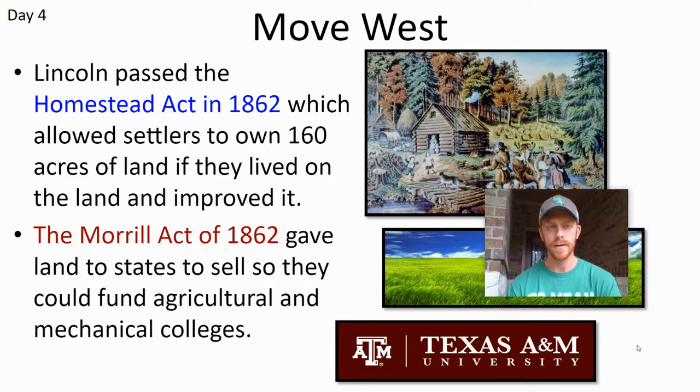So first one, Homestead Act. Second one, Morrill Act. Both of them are encouraging movement out west. The Homestead Act is free land for people to take and use. The Morrill Act is for states to take that land, sell it, and use the money to open up these schools.